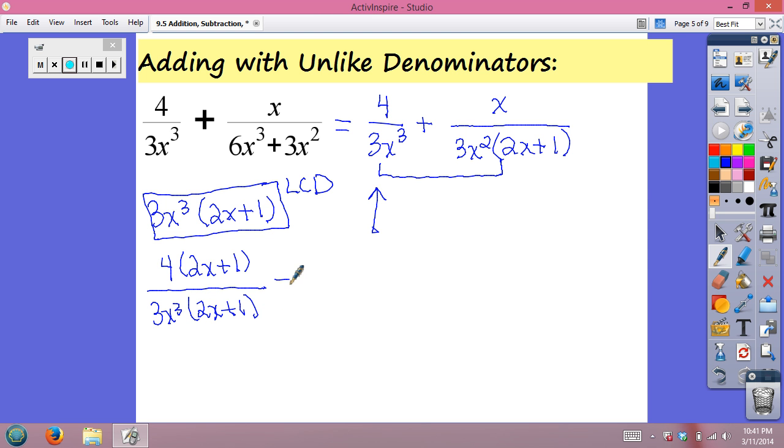And in the next fraction, what are we missing to get a 3x cubed times 2x plus 1? Well, we have a 3x squared and a 2x plus 1, so all we're really missing is an x. So we're going to take the numerator times that x to give us the least common denominator of 3x cubed times 2x plus 1. Now that we have this, we can combine the numerators with our least common denominators.